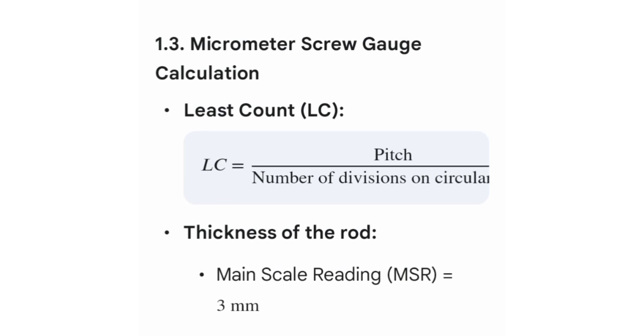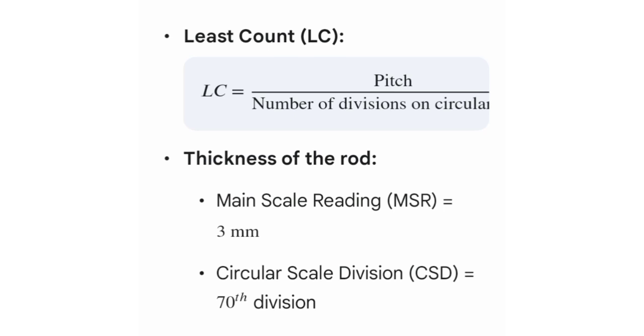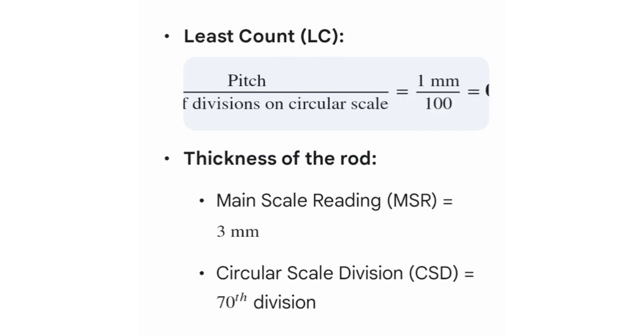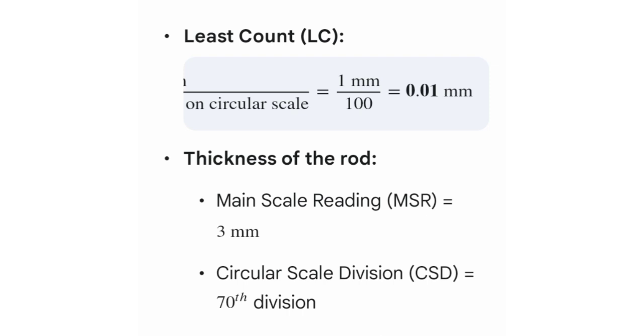In question 1.3, a micrometer screw gauge calculation is given. Here first we find the least count of the micrometer screw gauge. Formula to find least count is pitch divided by number of divisions on the circular scale. In the given micrometer screw gauge, its pitch is 1 millimeter, while there are 100 divisions on the circular scale. We divide 1 millimeter by 100 and get the answer 0.01 millimeter.